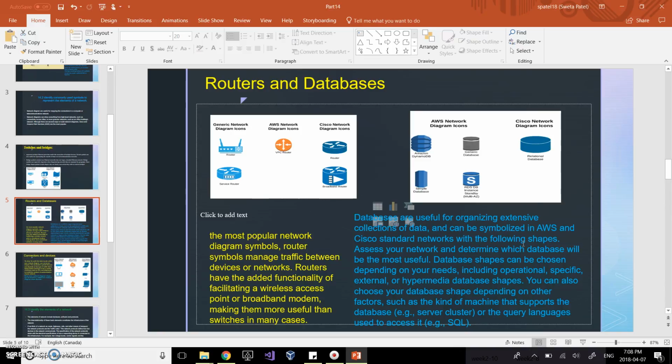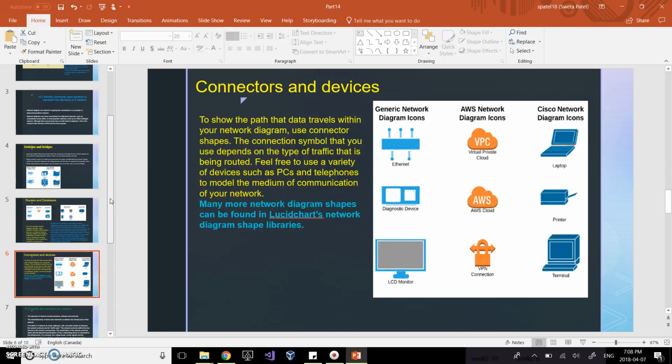Databases are useful for organizing extensive collections of data and can be symbolized in AWS and Cisco standards. Access to the network determines which database will be most useful. Database shapes can be chosen depending on needs, including operations-specific, external, or hypermedia database shapes. We can also choose database shapes depending on other factors, like the kinds of machines that support the database, for example a server cluster, or the query languages used to access it, like a SQL server and the SQL language.